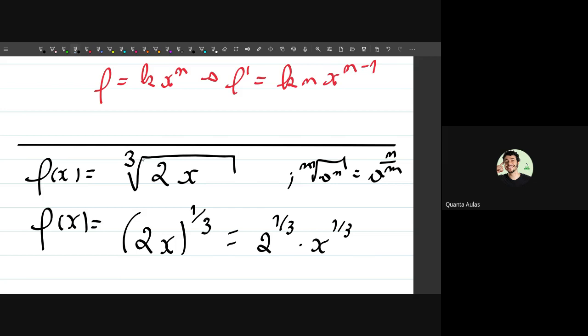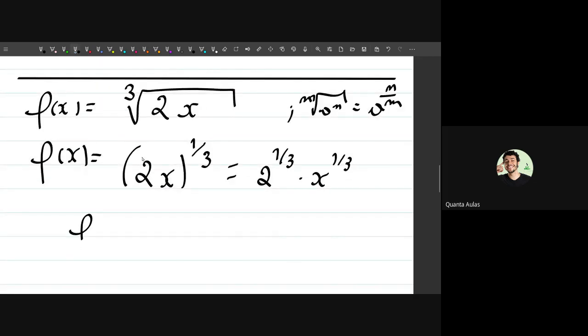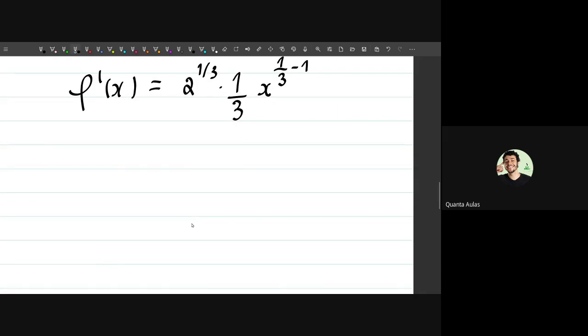And now we can do the derivative. The derivative is the polynomial rule again. So we have 2 to the power of 1 over 3 times x to the power of 1 over 3. Now we do the derivative. 1 over 3 drops out. x to the power of 1 over 3 minus 1. So what can we do now? We can, for example, multiply these terms to write something more beautiful.